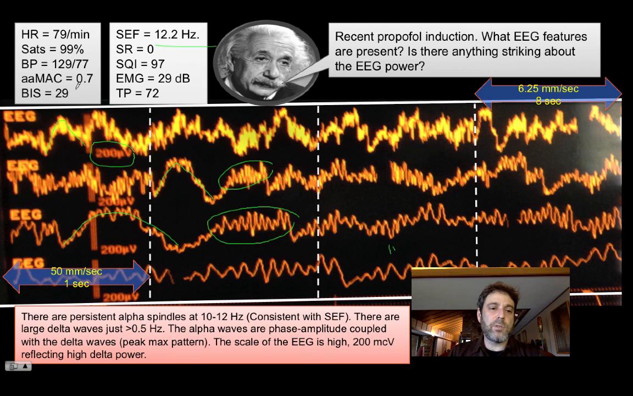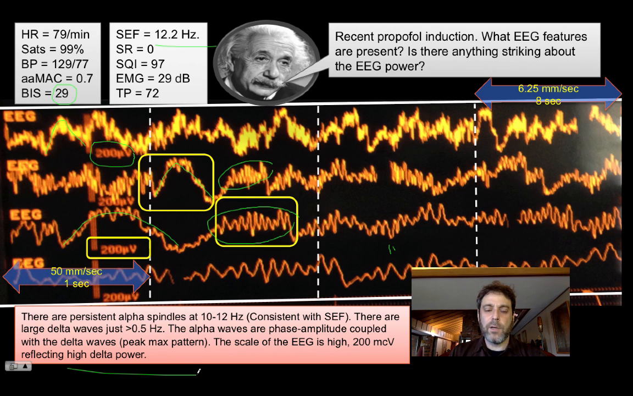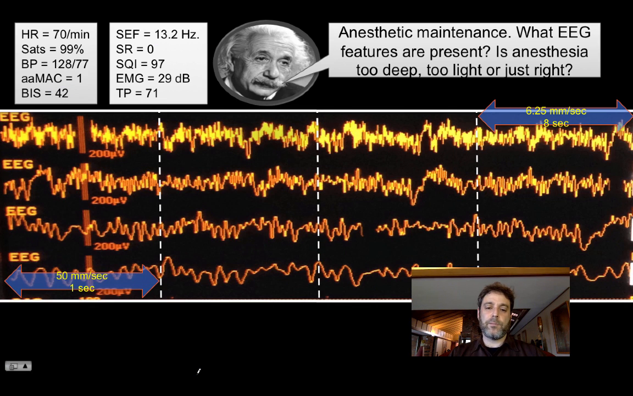The BIS value is 29, which is on the low side, and maybe we've come out of burst suppression and there's some lag on the BIS. That wouldn't be surprising after propofol induction. And the scale, as I said, is high, reflecting this high delta power. That's an example of a very big delta wave, and there are examples of the spindles, which are more prominent on the crests rather than the troughs of those very big delta waves.